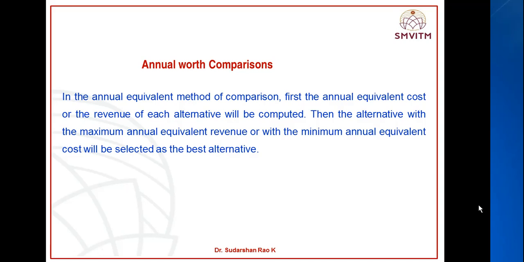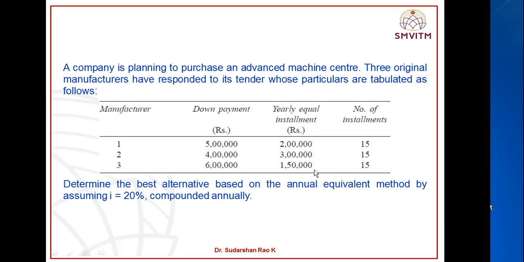In the annual worth method of comparison, first the annual equivalent cost or revenue of all alternatives will be computed. Then the alternative with the maximum annual equivalent revenue or the minimum annual equivalent cost will be selected as the best alternative. So all the cost cash flows should be converted into an annual equal amount. For example, we'll solve two problems in this annual worth comparison.